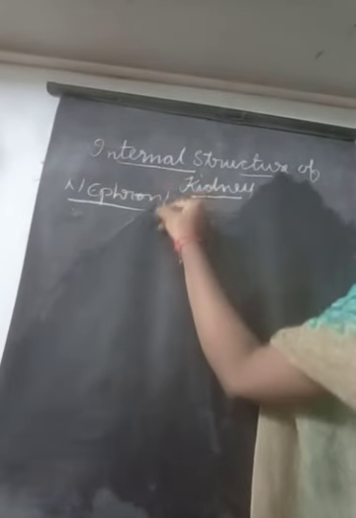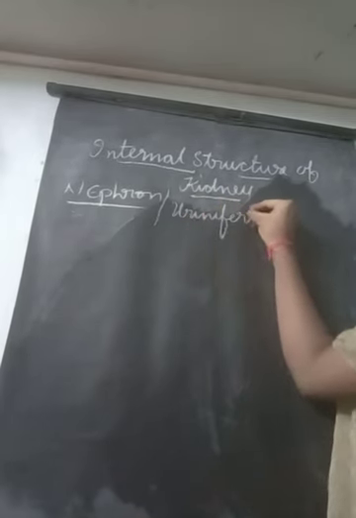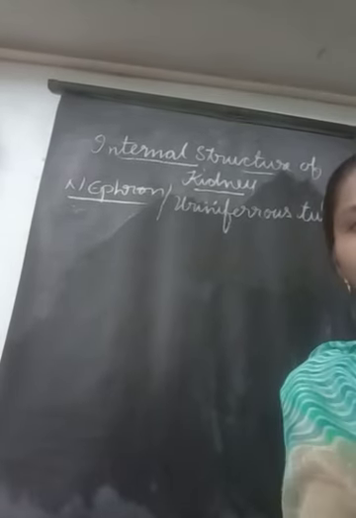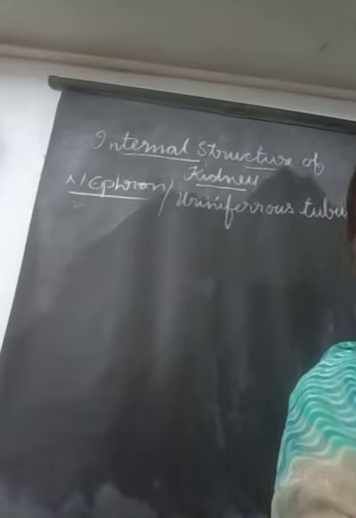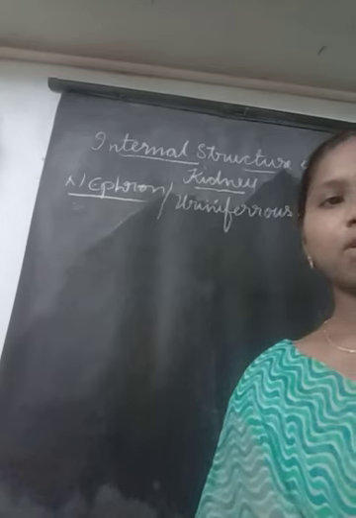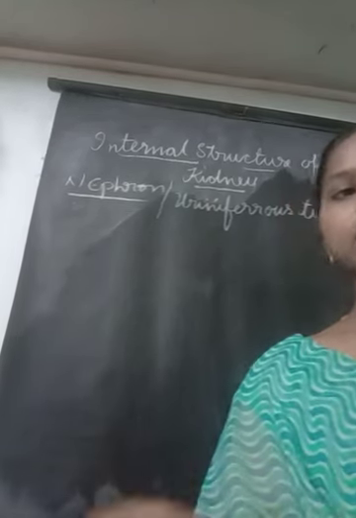There is another name for nephron, that is uriniferous tubule. They may ask, describe the structure of uriniferous tubule also. So, when they ask that question, please don't get confused. Nephron or uriniferous tubule, both are the same only.